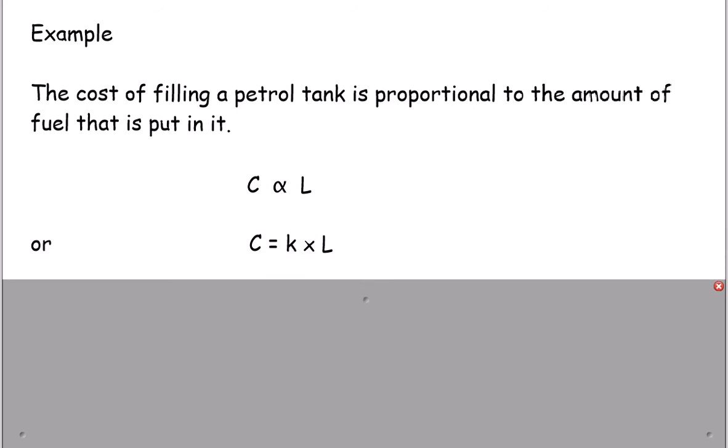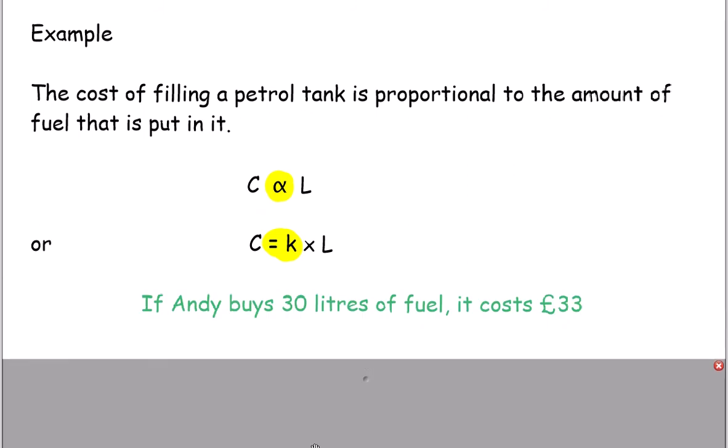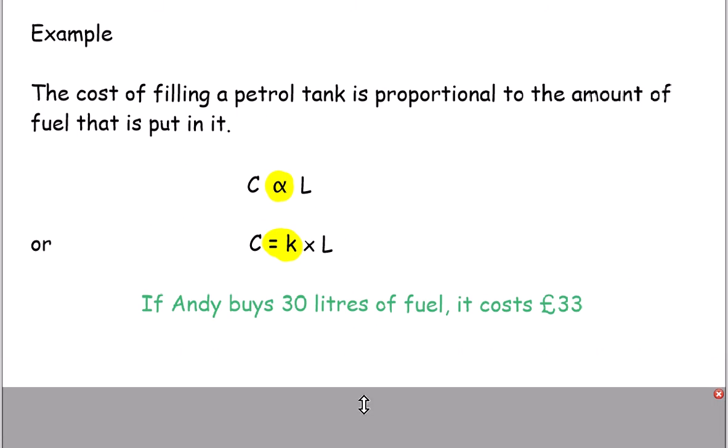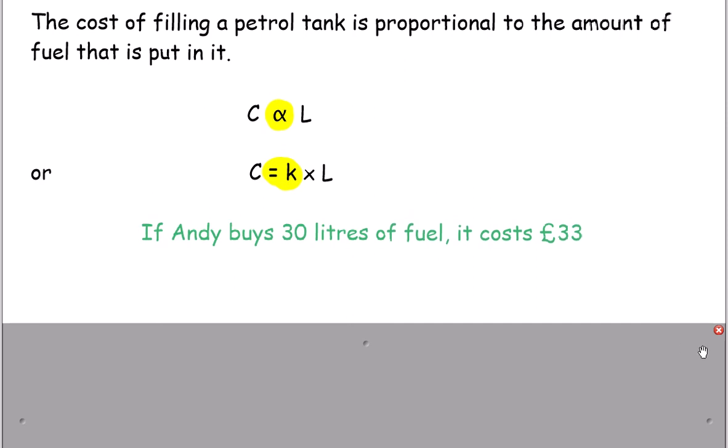And then I said that you can change the fish sign, get rid of it because it's a bit babyish, it doesn't really tell us a lot, and we can do a lot more maths if we know this constant. Okay, so there you go. I've given you a statement that if Andy buys 30 litres of fuel, it costs £33. Now from that, what can we work out?